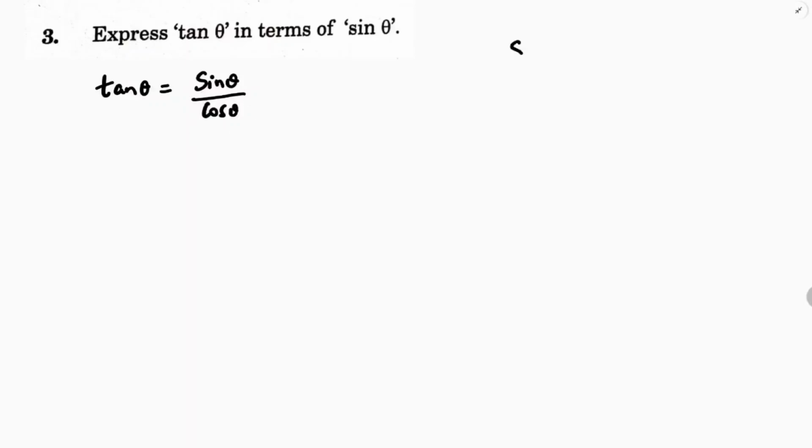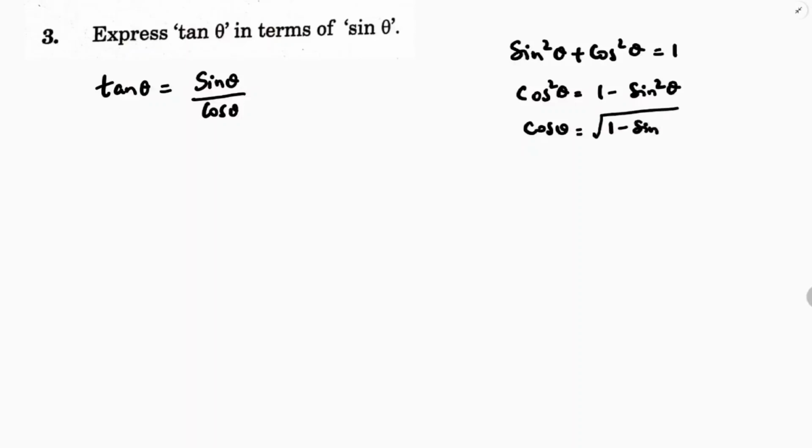So this cos I'll change with the help of the identity sin square theta plus cos square theta is 1. So from here cos square theta is 1 minus sin square theta. So cos theta is under root 1 minus sin square theta. So the answer is sin theta by under root 1 minus sin square theta. So this is the answer. But if you want to use the Pythagoras theorem, so this is one method.